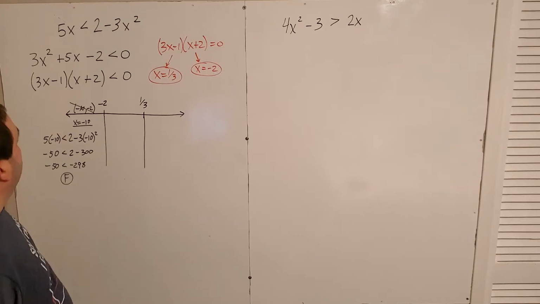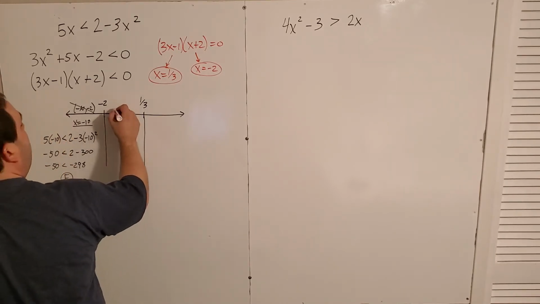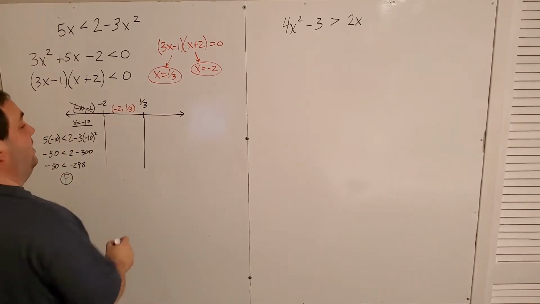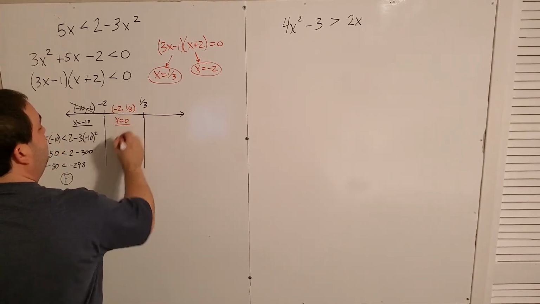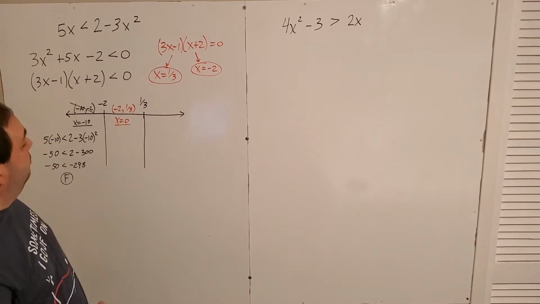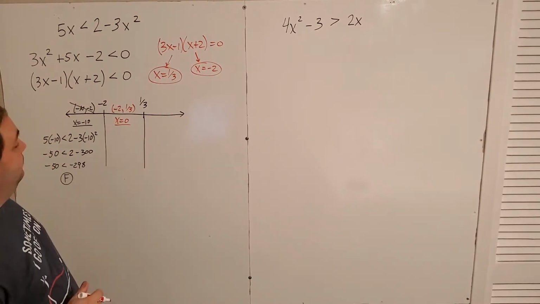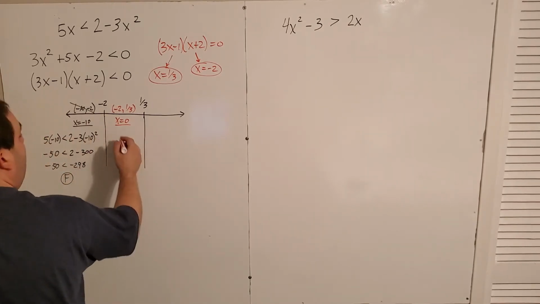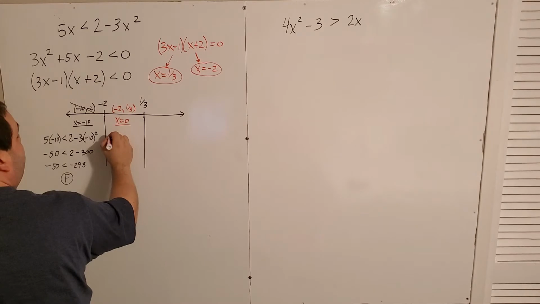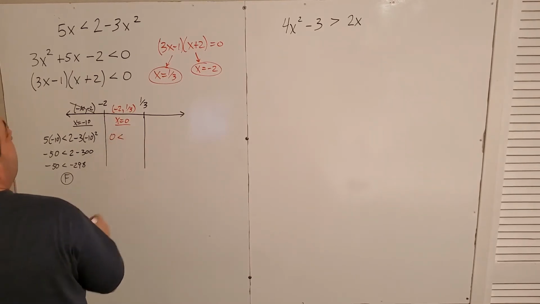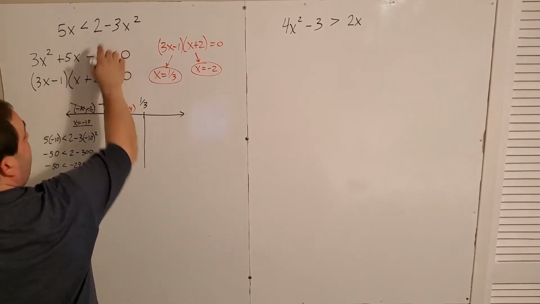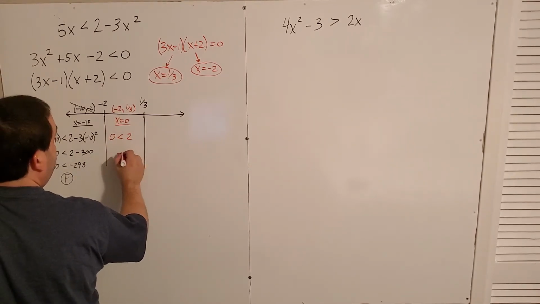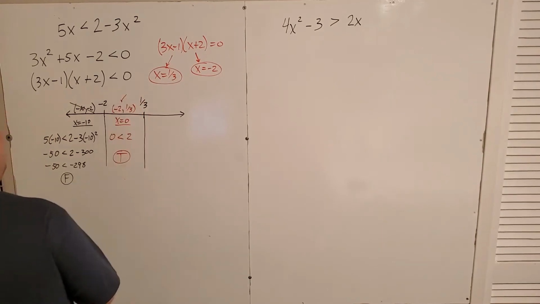Next, anything between -2 and +1/3. I'm going to pick 0. Anytime you can use 0 and it doesn't cause some sort of division by 0 or anything like that, you're good to go, right? So, okay, here with this one, I'm just plugging in 0. 5 times 0 is 0, less than 2 minus 0, right? That's just going to be 2. And 0 is less than 2, that's true. So I will be using that interval.